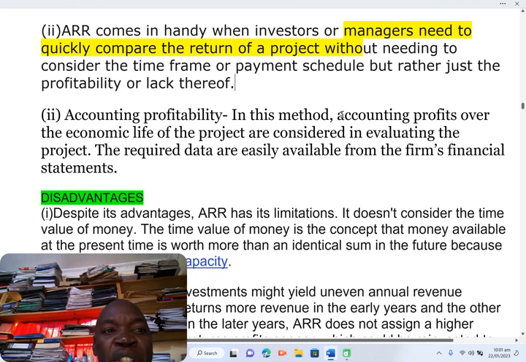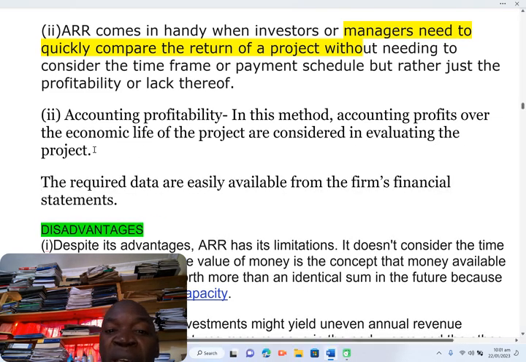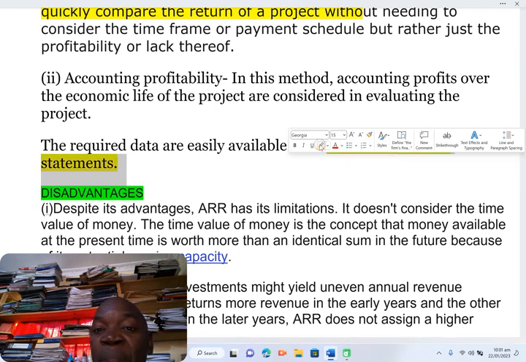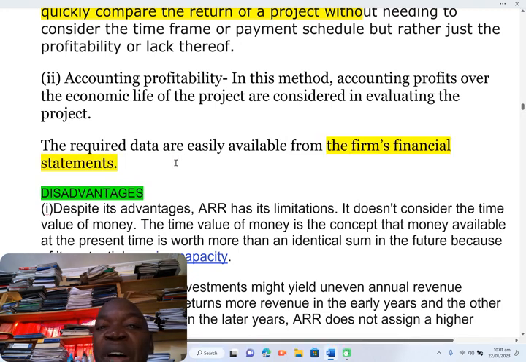Again, accounting profit over the economic life of the project is considered in evaluating the project. The required data are easily available from the financial firms. Actually, in this accounting rate of return, it is easy to observe the financial statements of the firm of the past year or whatever, and then consider this method easily. So financial information is obtained from financial statements easily.